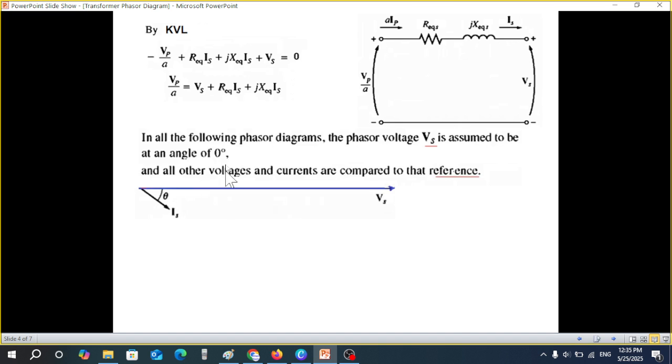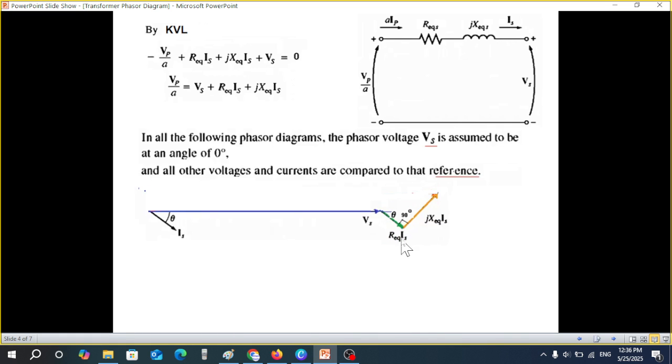The first thing we'll plot is R equivalent Is. We know that the voltage drop in the resistor is in phase with the current. So this is R equivalent Is. And now, because of this j, the inductive component will be leading by 90 degrees. So the inductive component is leading by 90 degrees from here.